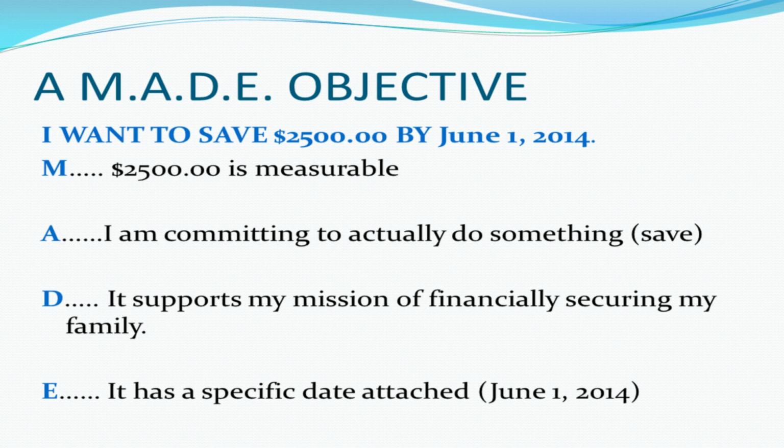Let's see why that might be good. First of all, it's measurable because it's $2,500. Second of all, it's action-oriented because I'm committing to actually doing something, in this case saving. We'll talk about that action orientation a little bit more in a second. Thirdly, D, it helps to move me towards my mission and my vision statement of being perhaps financially secure. And E, it has a specific date, June the 1st.